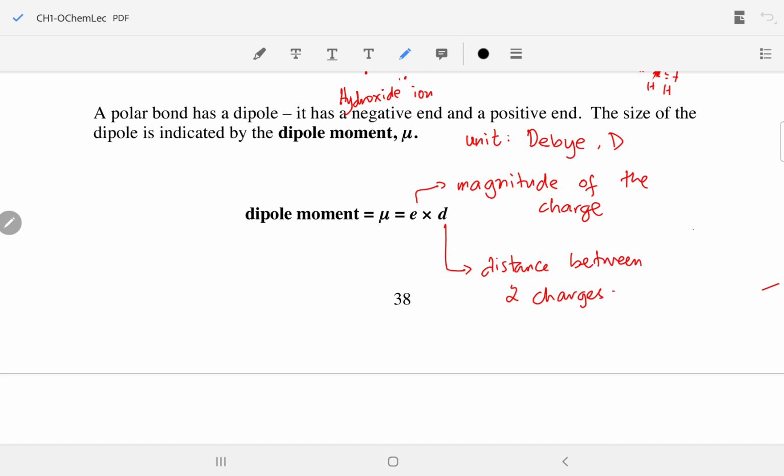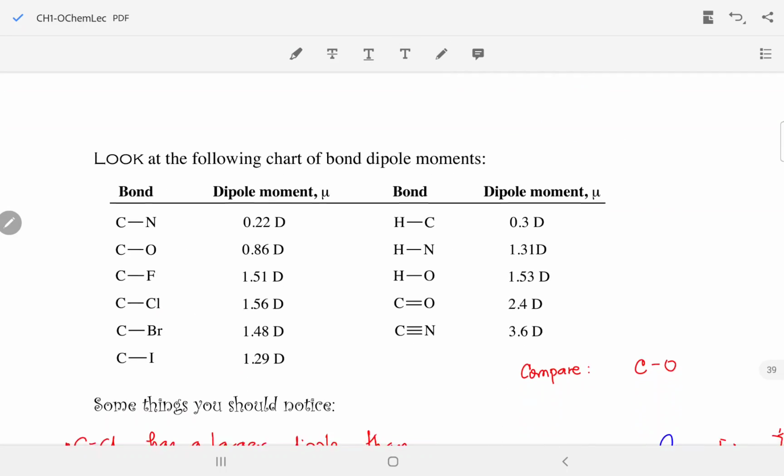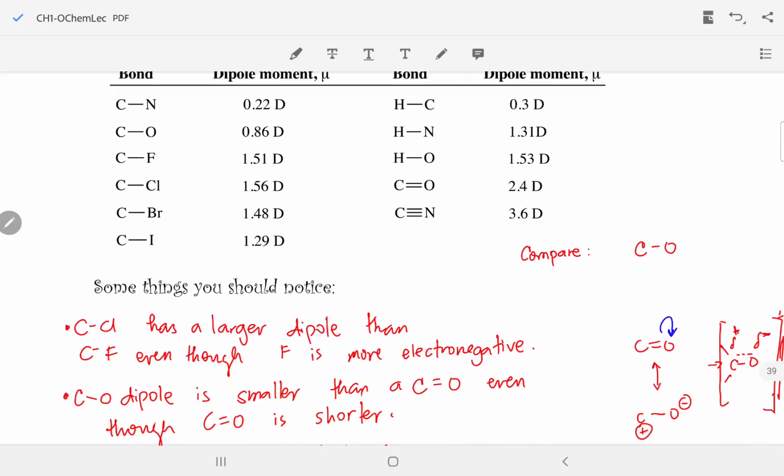So a polar bond has a dipole. Okay, it has a negative end and a positive end. It acts like a magnet. So the size of the dipole is indicated by the dipole moment. I will not go over this because I will not even include this in the exam. Okay, so just read on this dipole moment.